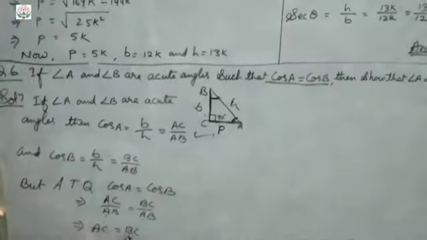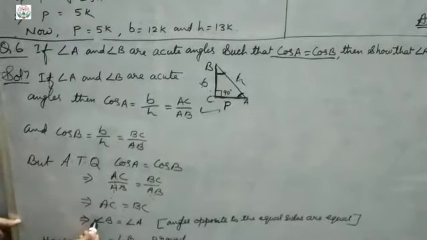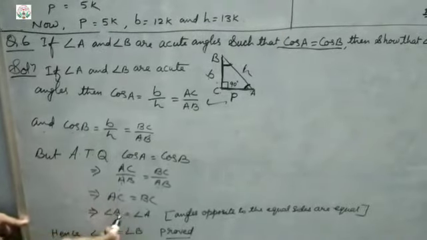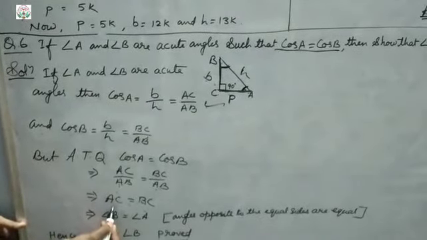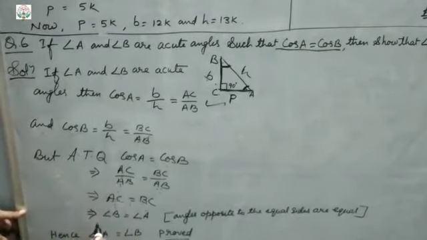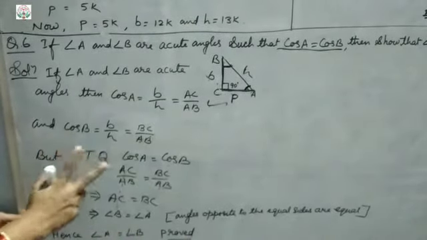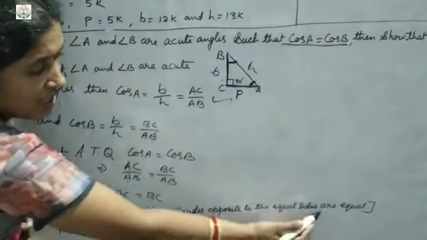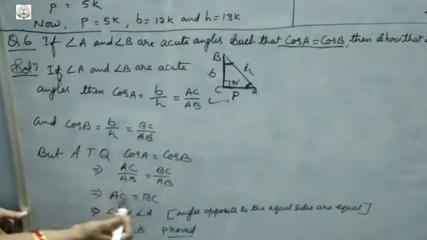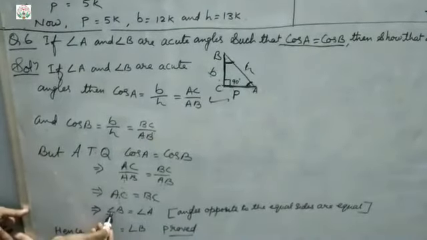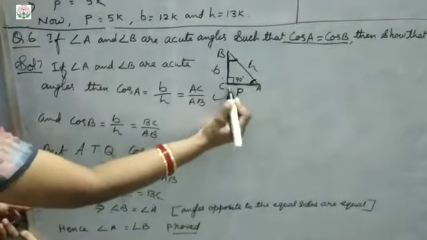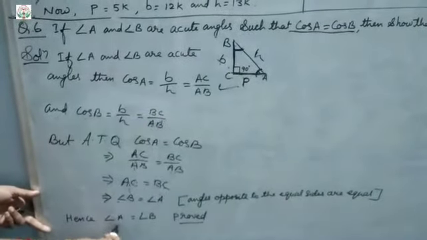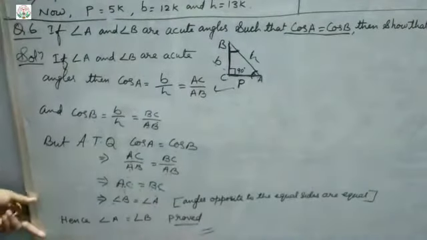AC equals BC. Now in the class 9 triangle lesson we have seen the properties. In that, what was it? Angles opposite to the equal sides are equal, and sides opposite to equal angles are equal. Both properties, our theorems, we have seen, right? So here angles opposite to the equal sides are equal. Therefore the angle opposite to side AC is B. So angle B equals angle A. Hence proved. Clear? Understood children?